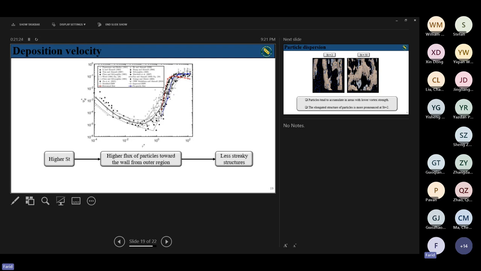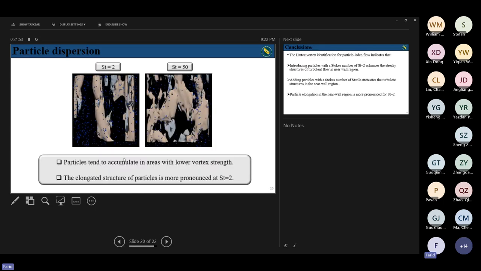So as we can see here, by increasing the Stokes number, we have higher deposition velocity, which basically proves the previous assumption that we had. For higher Stokes number, 50 compared to 2, we have higher flux of particles toward the wall from the outer region. So basically, we are damping this coherent structure, and we have less streaky structure for particles in the near wall region.